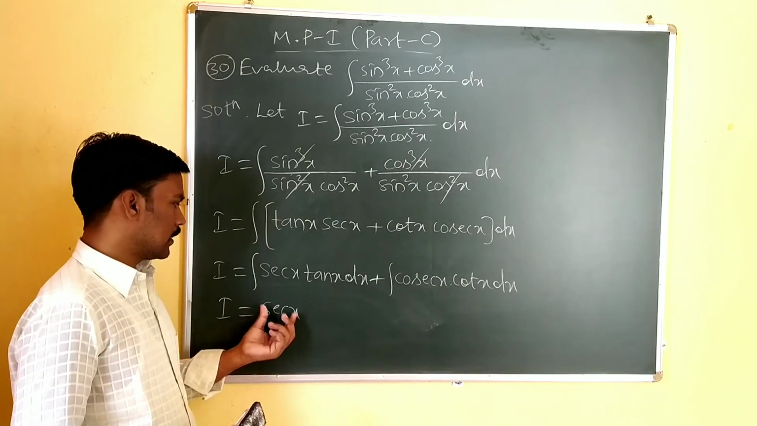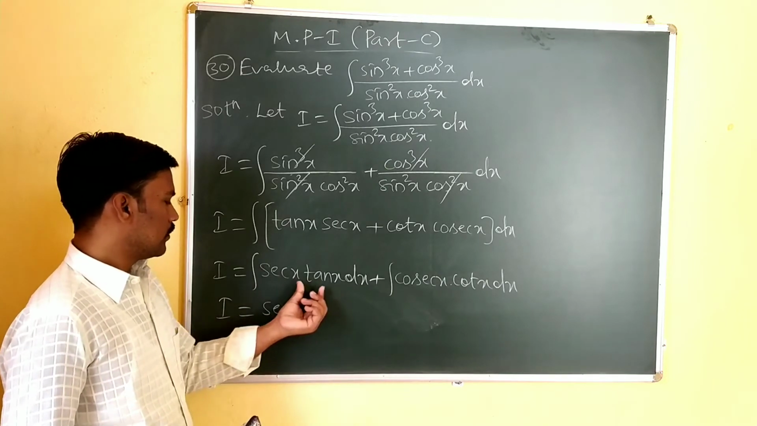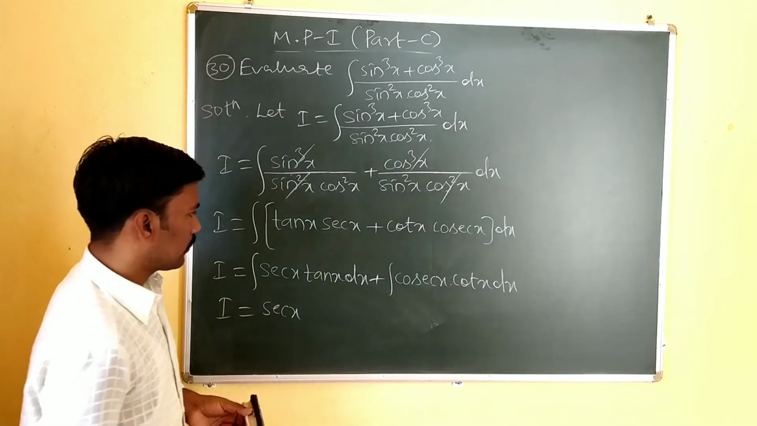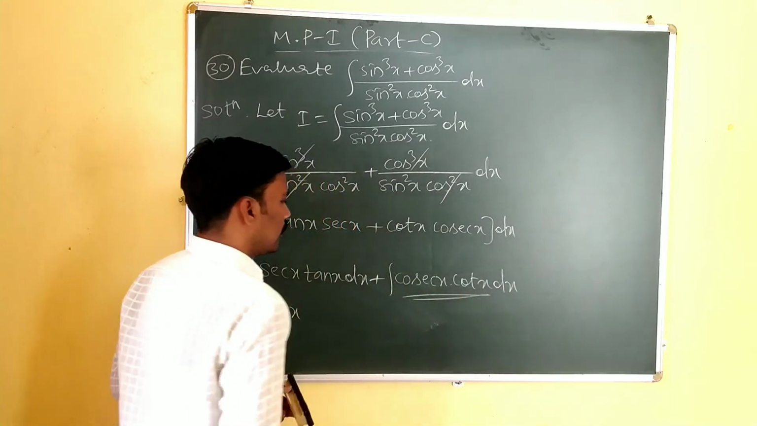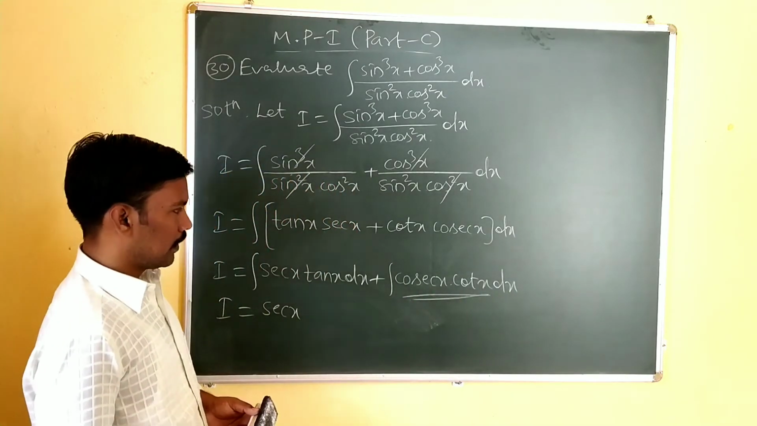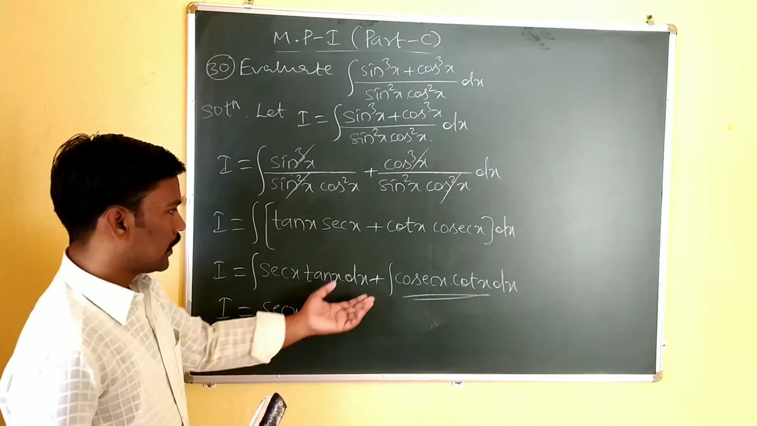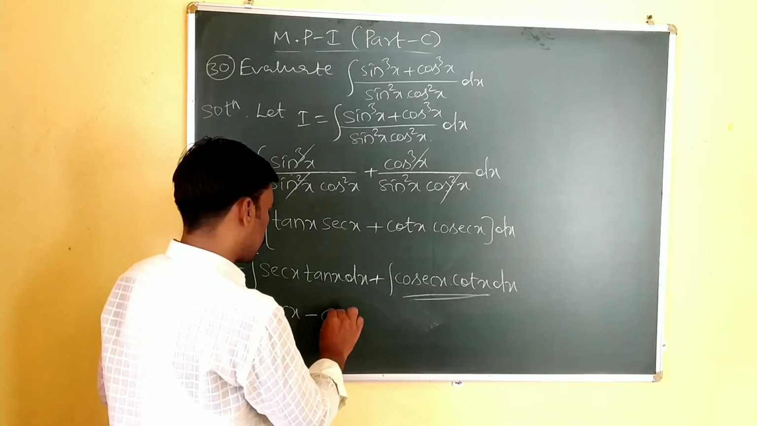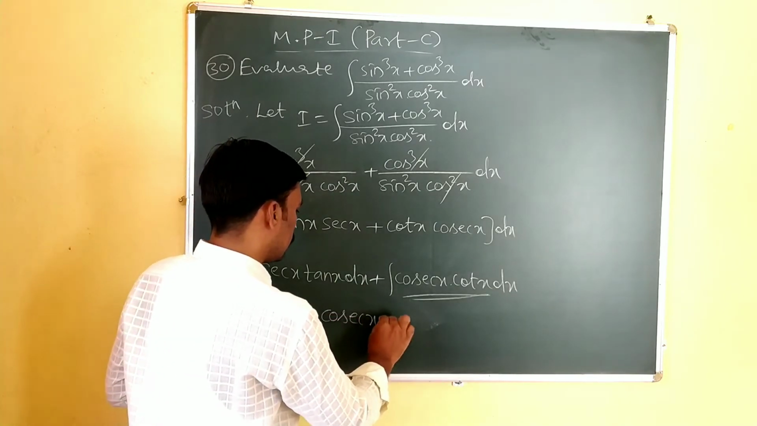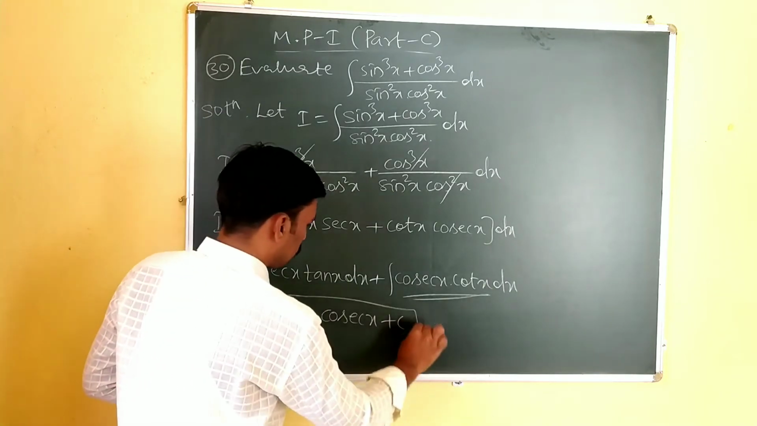Derivative of sec x is sec x into tan x, exactly the reverse. Integration of sec x into tan x is secant x. And similarly, the derivative of cosecant x is minus cosec x into cot x. So integration of cosec x into cot x means minus cosec x plus c, where c is a constant of integration.